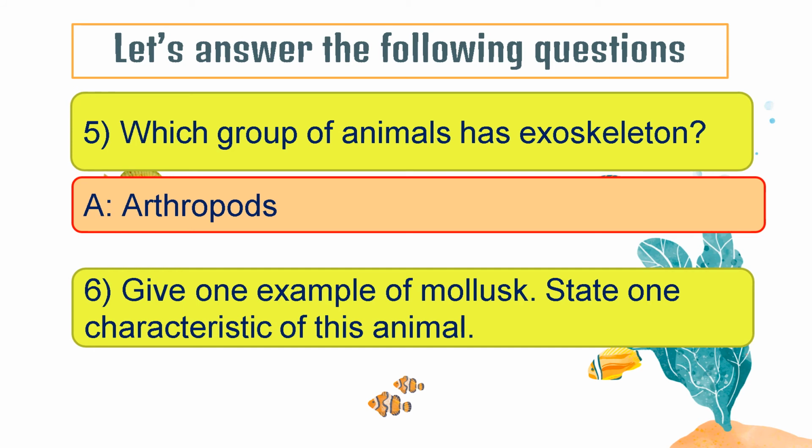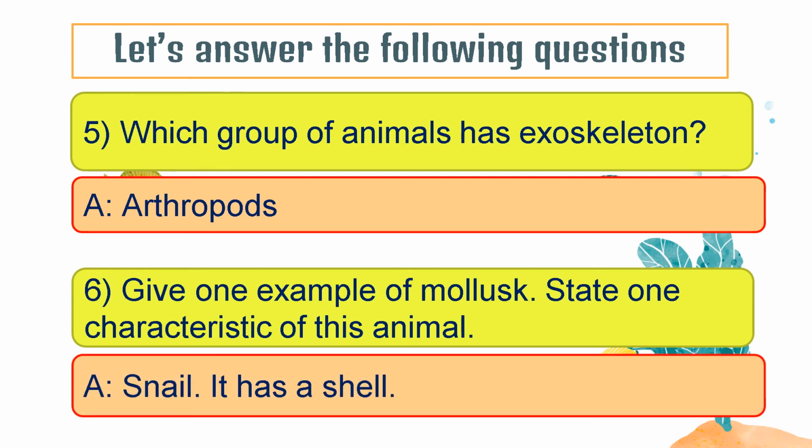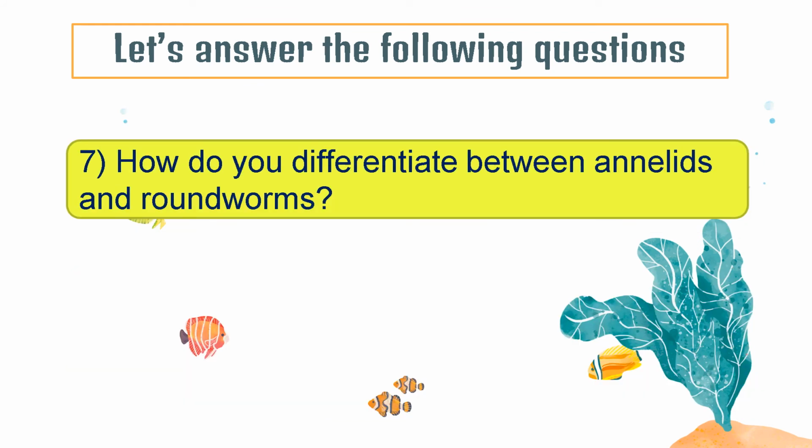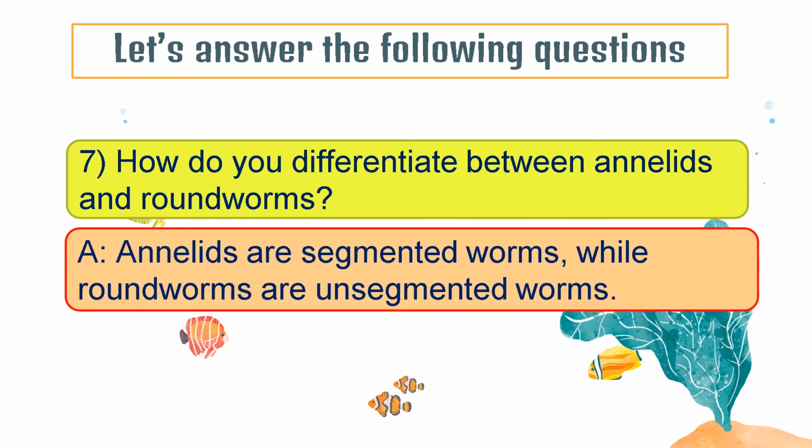Number 6. Give me one example of mollusk and state one characteristic of this animal. That is correct. Snail, and it has a shell. The last question is, how do you differentiate between annelids and roundworms? That is correct. Annelids are segmented worms, while roundworms are unsegmented worms.